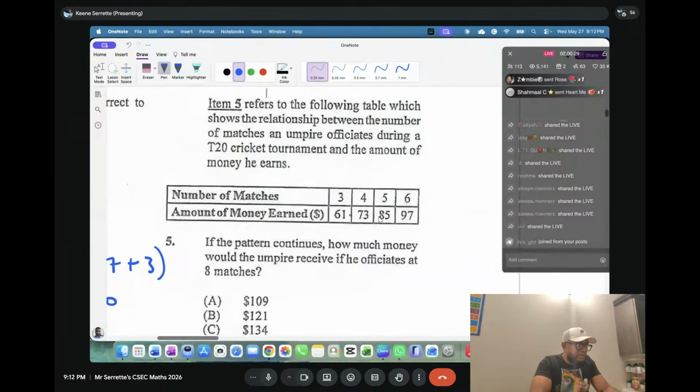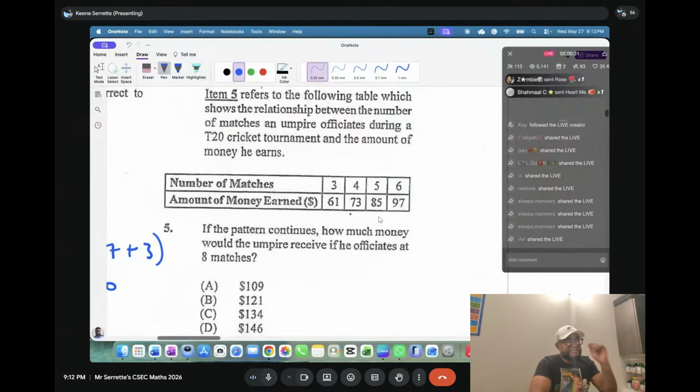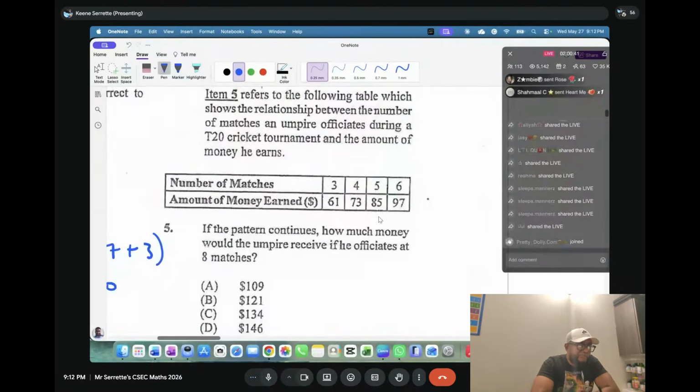Right. So item 5 refers to the following table, which shows the relationship between the number of matches an umpire officiates during a T20 cricket tournament and the amount of money he earns, right? So after 3 matches, this is the amount earned, 4 matches, this going up the row, right? If the pattern continues, how much money would the umpire receive if he officiates at 8 matches?